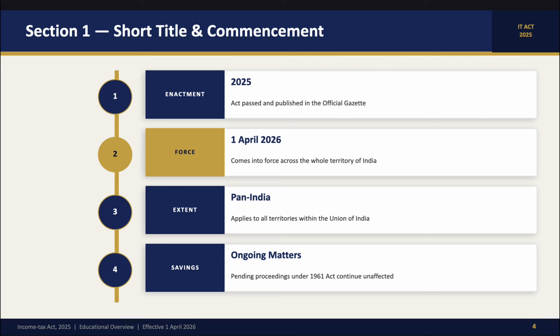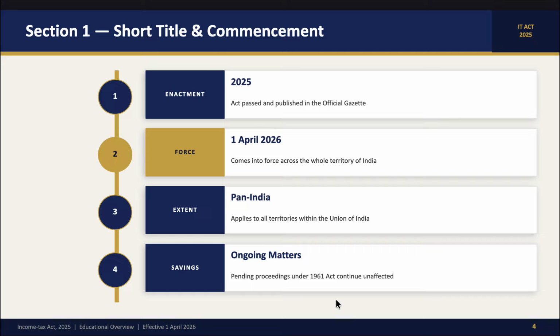Here, the first thing is the act extends to the whole of India. The 1961 act had some exclusions like J&K and all that. But now this act extends to the whole of India. It comes into force from 1st of April 2026. It's pan India, applies to all territories within the Union of India. This means no revival of expired limitations. Ongoing proceedings continue under the old law. Legal continuity is preserved. This ensures transition stability.